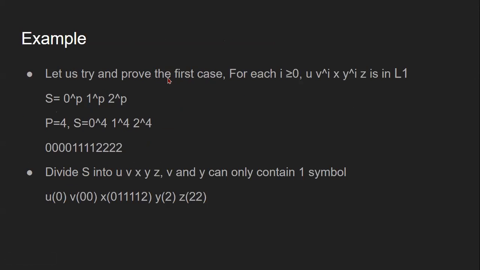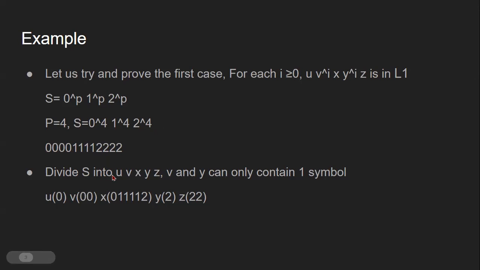So first, let us try and prove the first case, which is, to reiterate, for each i greater than or equal to 0, U V^i X Y^i Z is in L1. So let's take our pumping length P and our string and raise each 0, 1, and 2 to our pumping length P. So for example, if our pumping length P is 4, our string will have 4 zeros, 4 ones, and 4 twos. And then our string will be as such.